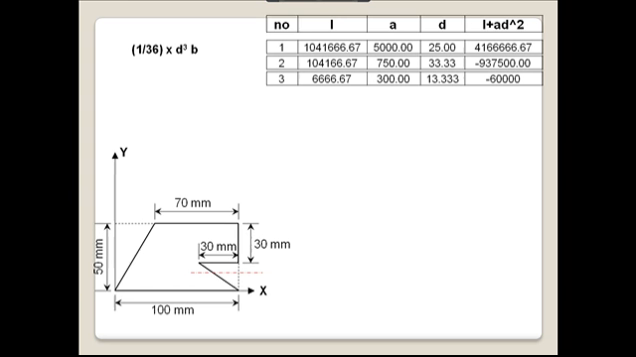Now that we have done the work for all three areas, all you need to do is add up the last column algebraically, and the number you get, 3169166.67, is the moment of inertia of this area about the bottom x-axis.